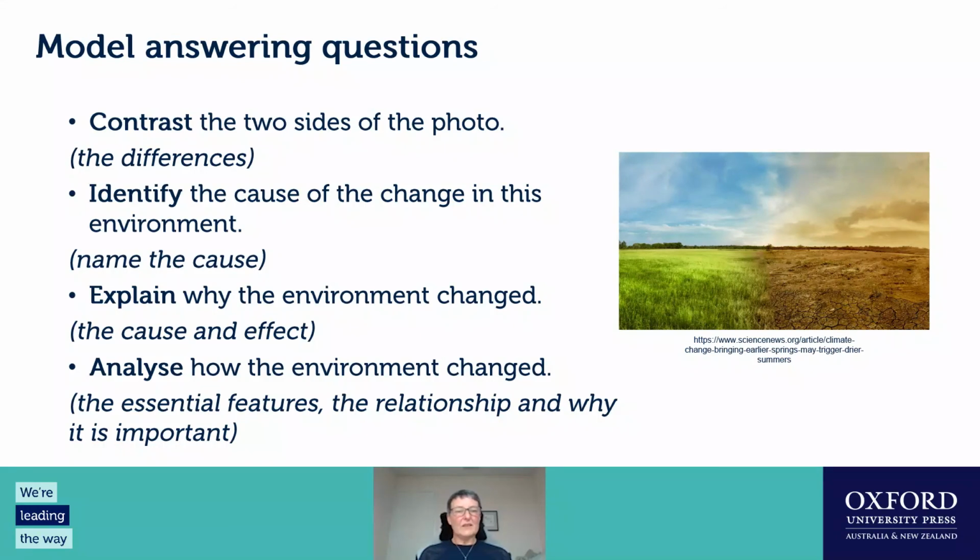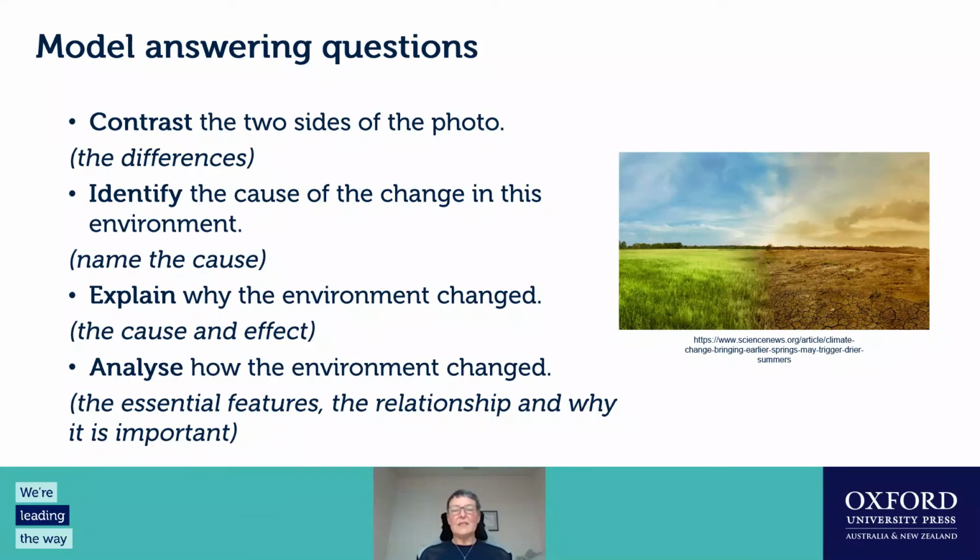So this is modeling the different answers. If you're contrasting the two sides of the photo, contrast is looking at the differences between the two sides of the photo. So you might want to contrast the appearance of them. That would be at the first level for students, looking at the green, which implies that they've got lots of plant growth, and you might have the other side which has no plant growth. So you're contrasting the appearance of the two environments on the left and the right side of the photo.